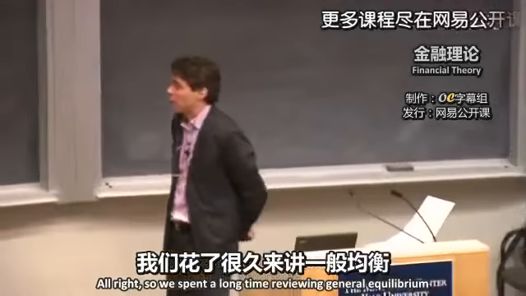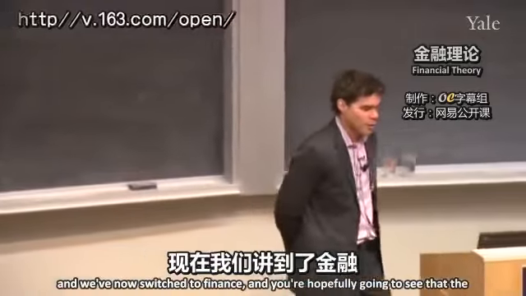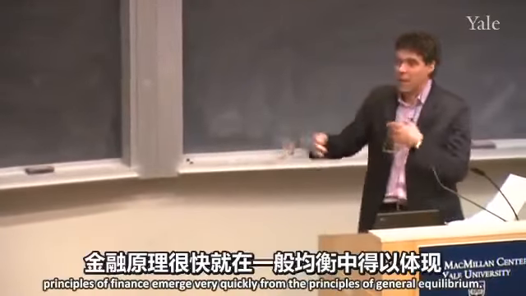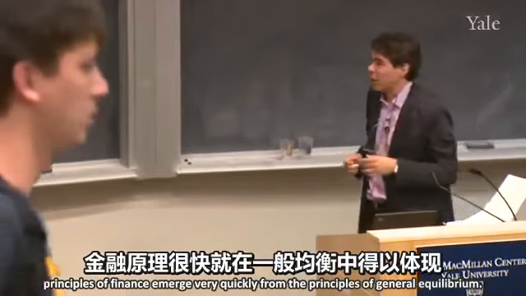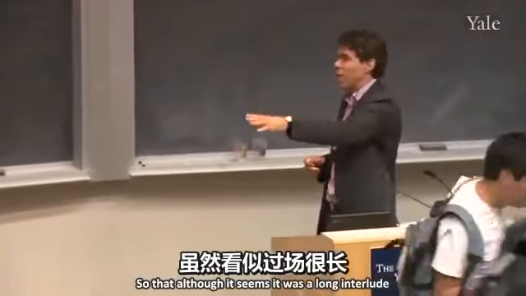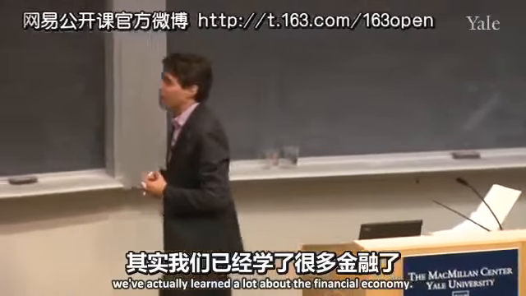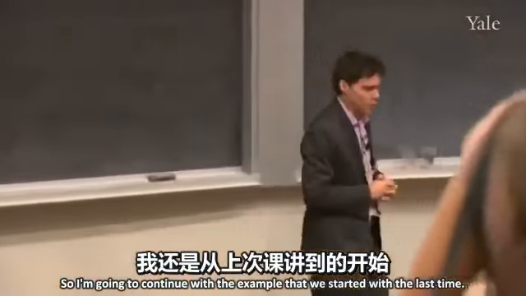All right, so we spent a long time reviewing general equilibrium, and we've now switched to finance. You're hopefully going to see that the principles of finance emerge very quickly from the principles of general equilibrium, so that although it seems it was a long interlude, we've actually learned a lot about the financial economy. So I'm going to continue with the example that we started with last time.